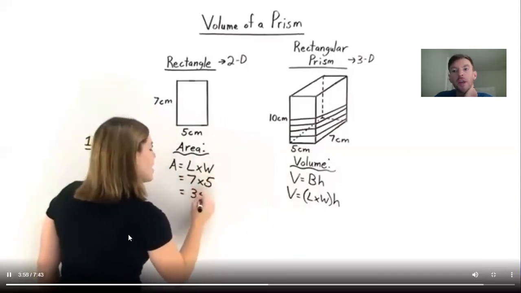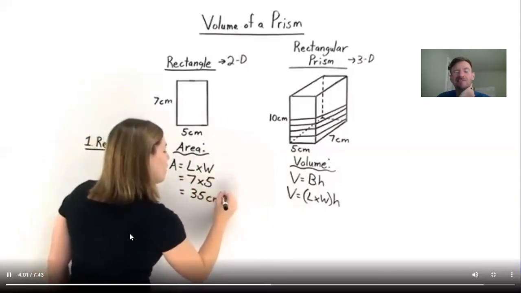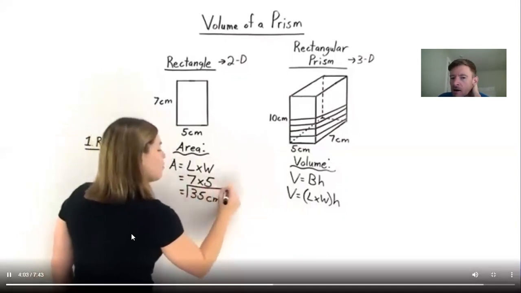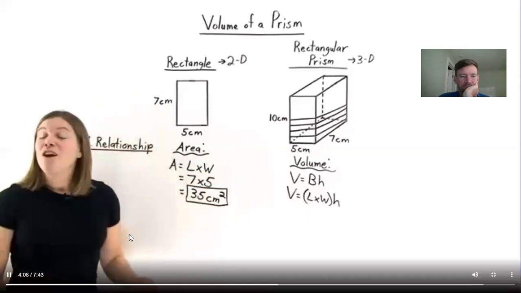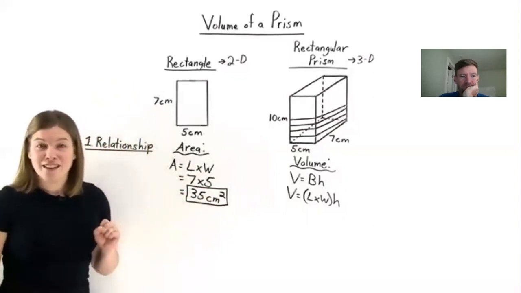If we take 7 times 5, we get 35. And since we're finding area, we put centimeters squared in our answer. So now we have the area of this rectangle.